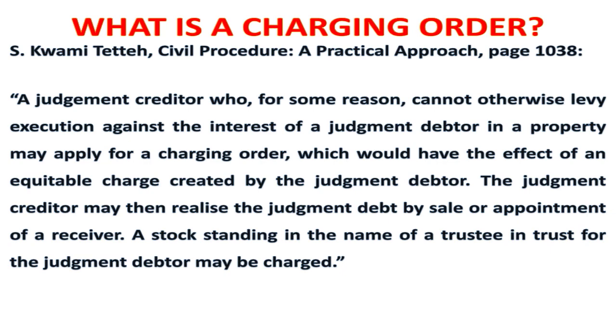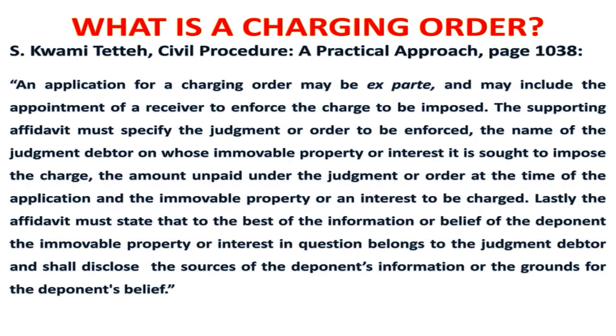This page has some critical information. It says that there is a judgment creditor, but there's some reason for which he cannot levy execution against the interest of a judgment debtor. He can apply for a charging order. The effect of the charging order will be that it will create an equitable charge over a property belonging to the judgment debtor. So how would a judgment creditor get his money? It says that the judgment creditor may then realize the judgment debt by sale or appointment of a receiver. So we are also told that even stocks standing in the name of a trustee in trust for the judgment debtor may also be charged. So that even if there are some stocks that somebody is holding in trust for you, the judgment debtor, we can create a charge over that stock so that we can sell it and easily realize the judgment debts.